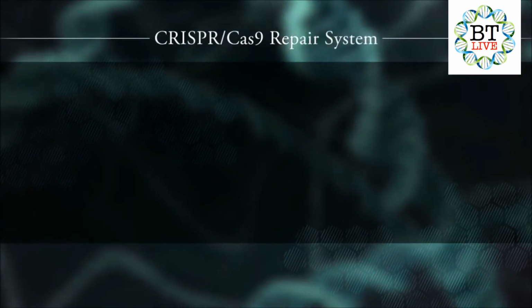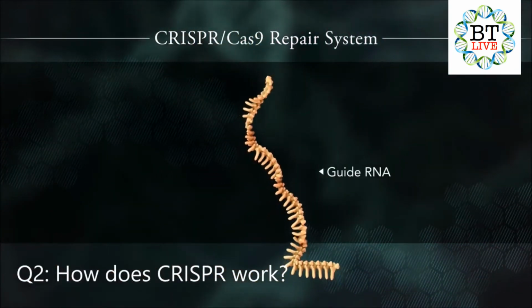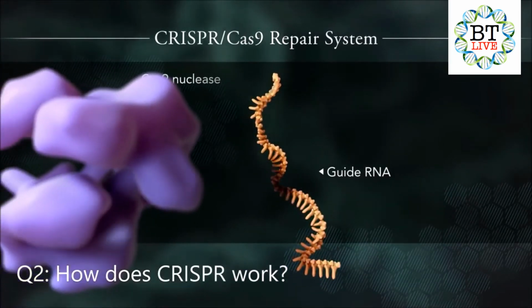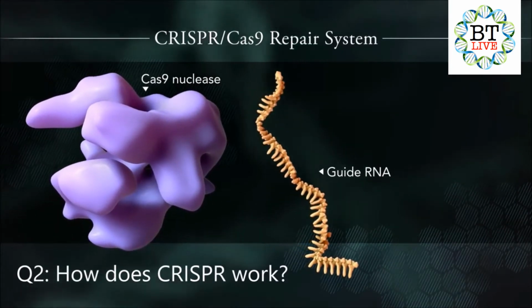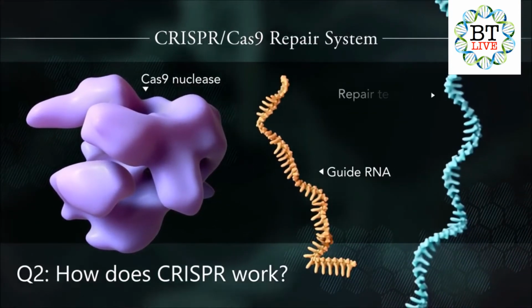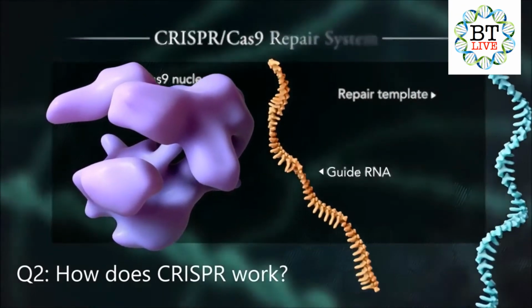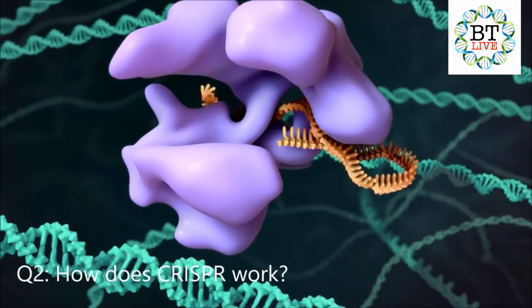The second question is, how does CRISPR work? There are two key molecules in the CRISPR system. One is the enzyme Cas9. Cas9 is a molecular scissors that can cut the two DNA strands at a specific location in the genome to remove or add pieces of DNA into the genome.